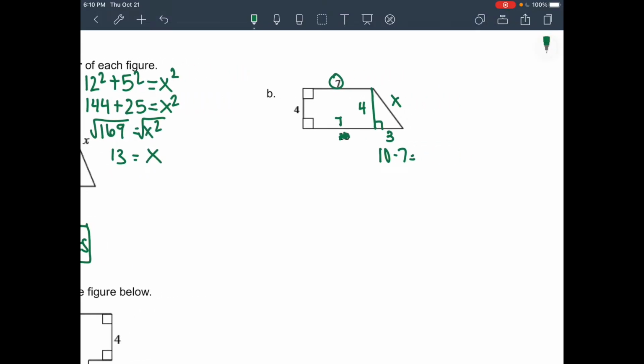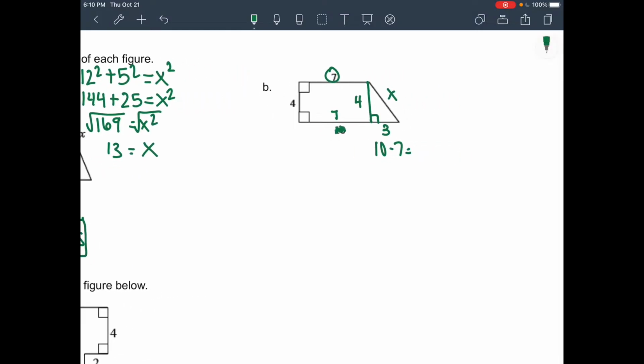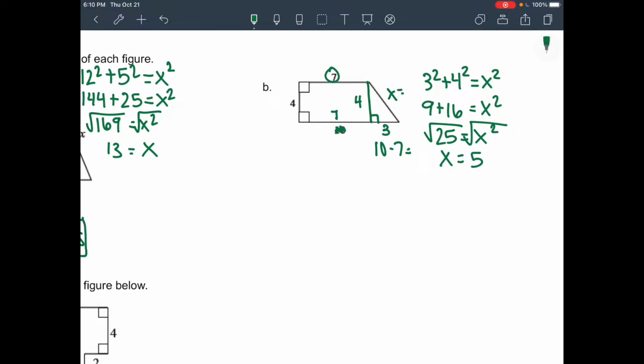So then I'm going to do Pythagorean Theorem to find that missing side. So 3 squared plus 4 squared equals x squared. So 9 plus 16 equals x squared. 25 equals x squared, and then take the square root of 25, so x is 5. So then you're going to find the perimeter by adding all the outside stuff.